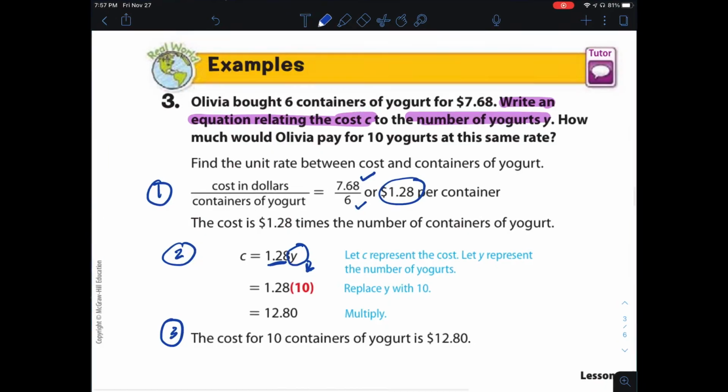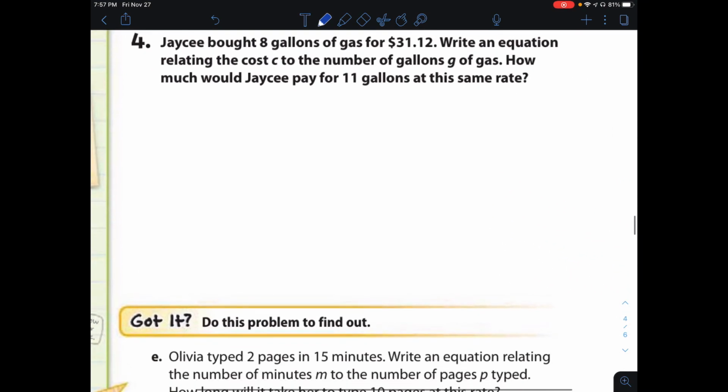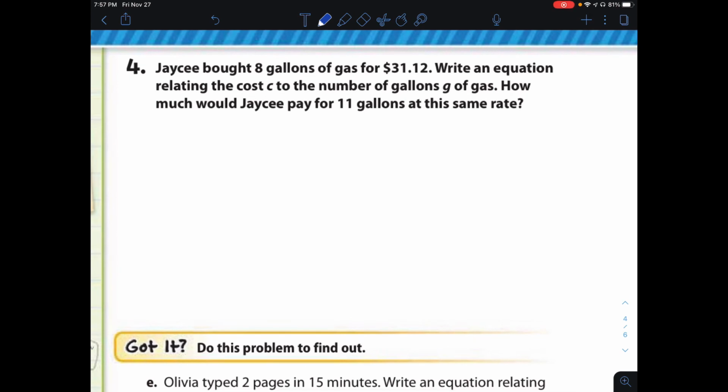Let's take a look at example number 4, before we do the last got it problem. So in example number 4, JC bought 8 gallons of gas for 31 dollars and 12 cents. Write an equation relating the cost C to the number of gallons G of gas. That gives us a clue on how to set up our ratio. How much would JC pay for 11 gallons at this same rate?